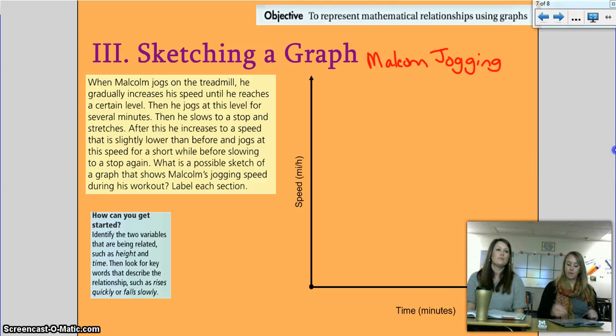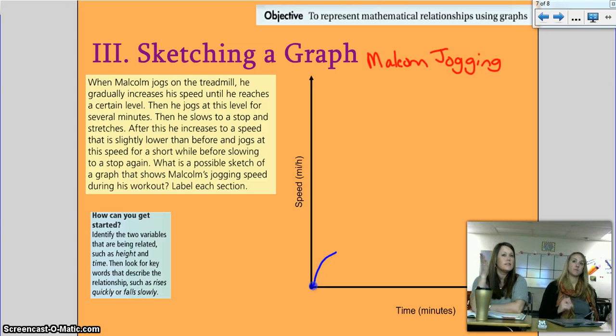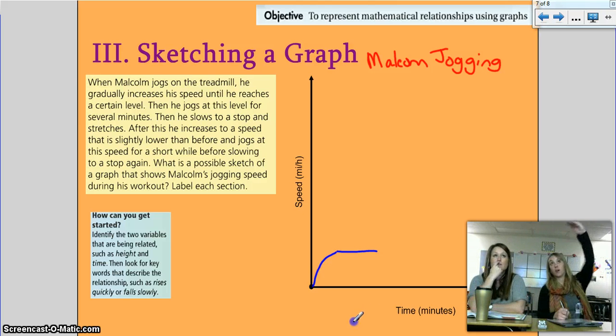Tell me what Malcolm does. The very first sentence: he gradually increases his speed until he reaches a certain level. So would that be steady or would it be an arc? A gradual increase is going to arc a little bit, don't you think? Yeah. Okay, so gradually, great. And then he stays at that speed for several minutes, so it's going to go flat. It looks like the little printout on your treadmill, you know, that little thing it does. Mine goes like this.